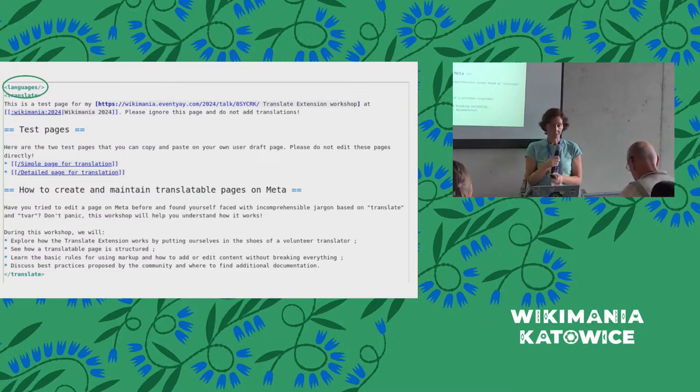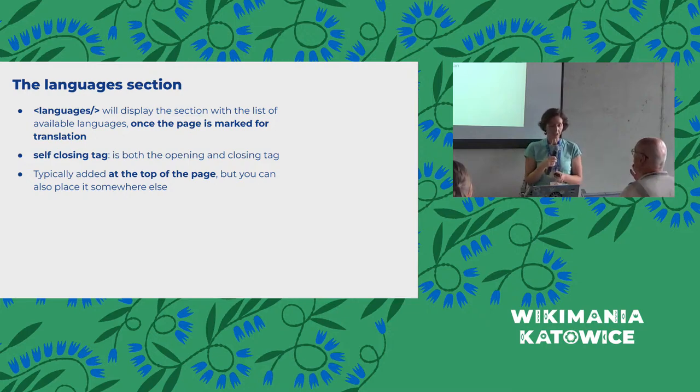And then another very important thing that we're going to need to add is this languages tag, which is the one that's going to display the list of languages that we saw earlier. So the languages section just needs this language slash tag, nothing else. And it will add the list of languages, not immediately, only when it is marked for translation. So you won't see it immediately, but don't worry about this. It's a self-closing tag, so you don't need to open and close it. You just add it. Typically, I would say it's added at the very top of the page, but not always. In some cases, people prefer to put it at the very bottom of the page or, more rarely, below the menu bar. It is flexible. You can put it wherever you please.